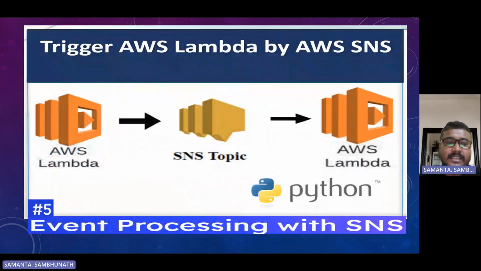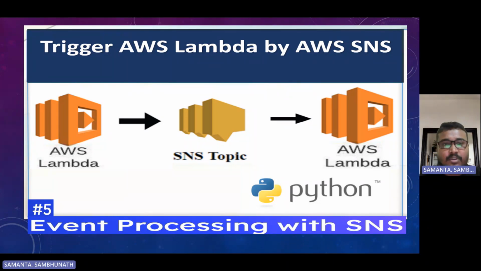And what next? This is event processing. Event processing, in the sense that suppose you would like to send an email notification, or maybe a mobile SMS, or maybe you would like to do application-to-application event management, some notification you would like to share. For that purpose, we can trigger the Lambda by using AWS SNS, like an SNS topic. This also I have already demonstrated in my previous video. I will give this link also in the video description, guys. Please have a look at that.